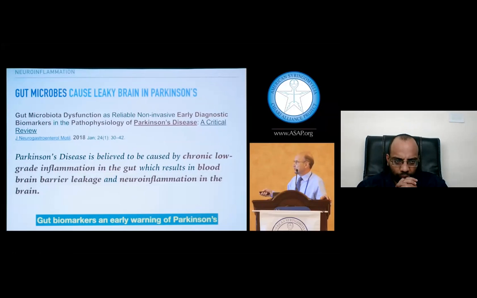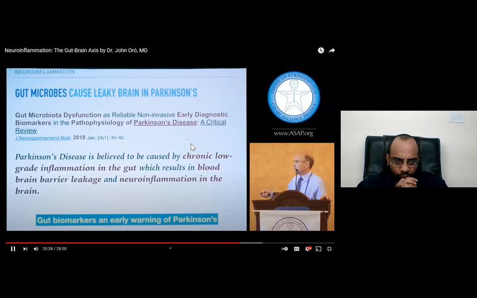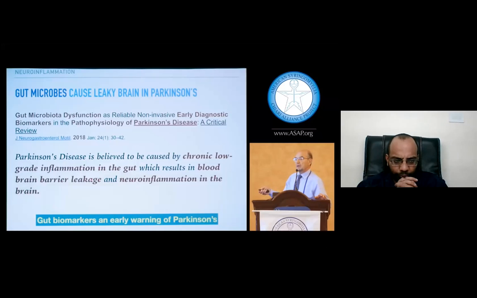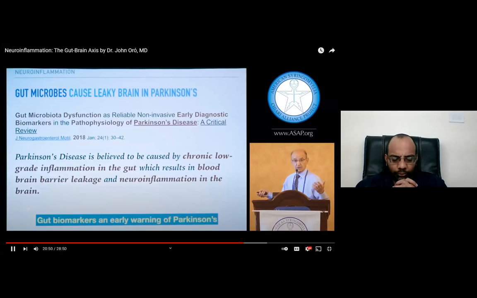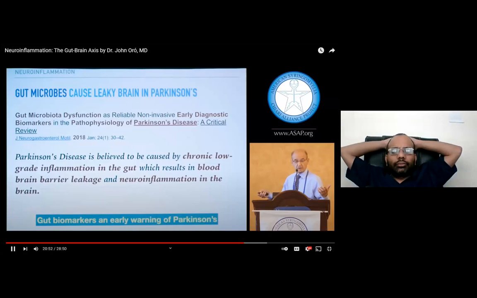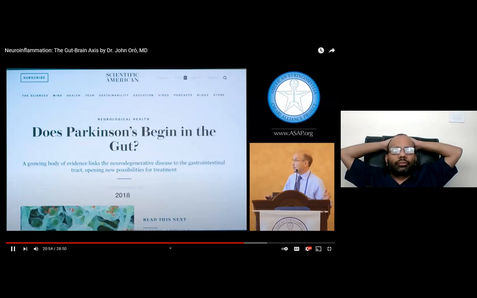It's believed to be caused by chronic low-grade inflammation of the gut, which results in blood-brain barrier leakage. Okay, we've got leaky gut. Now we're learning about leaky brain. It's leaking into the brain, and neuroinflammation in the brain. So the bottom line of what they're saying is we may have a marker to predict who might get Parkinson's disease by just simply looking at their gut and testing this marker.